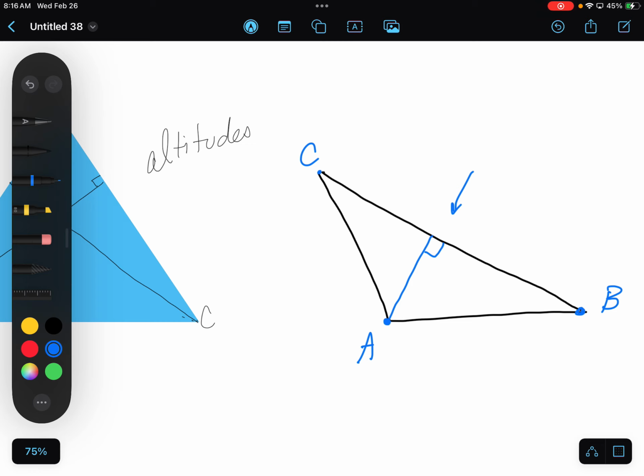So what has to happen there sometimes is that these lines need to be extended in order for me to drop straight down and make a 90-degree corner. So sometimes these altitudes go outside. Same thing with the one from C. Because we said it's an obtuse angle, which was 100% right, I can't make it 90 degrees unless I drop it straight down.